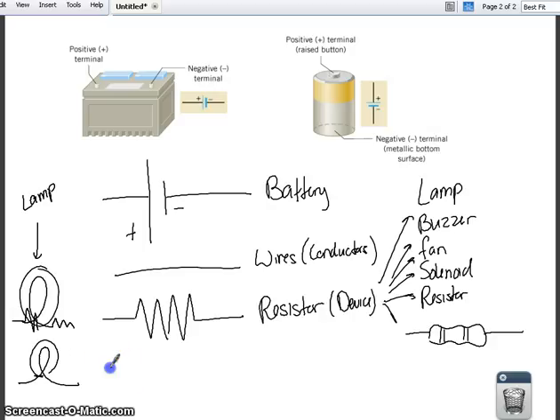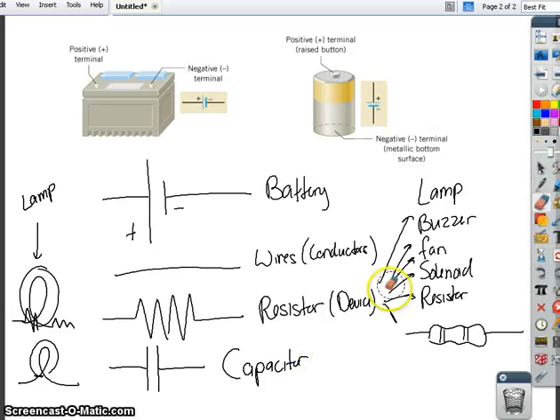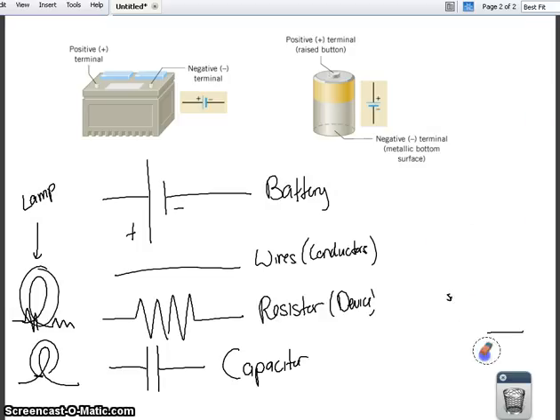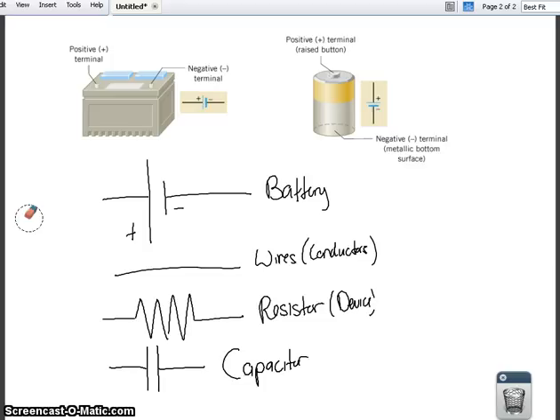Okay, and then we're going to have capacitor. A capacitor looks almost like a battery, but a capacitor has two equal lines. I'm going to erase all this. Okay, and then we have switches.